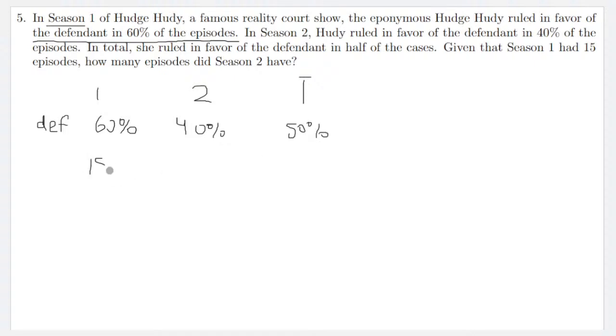We know season 1 had 15 episodes. And season 2 has some number of episodes, which is what the question is asking for. Well, in total, then, there must be 15 plus X episodes. Season 1 plus season 2. Well, let's look at the total number that the defendant won in season 1. Well, this is 60%, or 3/5 times 15, which is 9. And for season 2, this is 2/5 of X. So this is how many cases the defendant won in total. And over here, this is 50%, or half of 15 plus X.